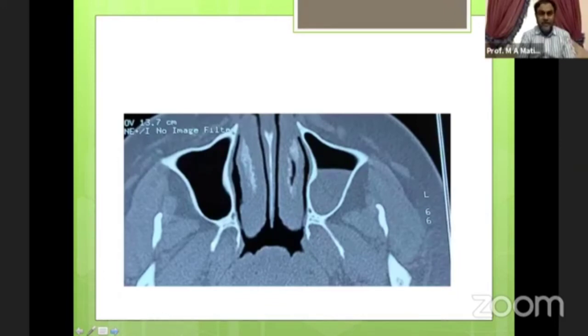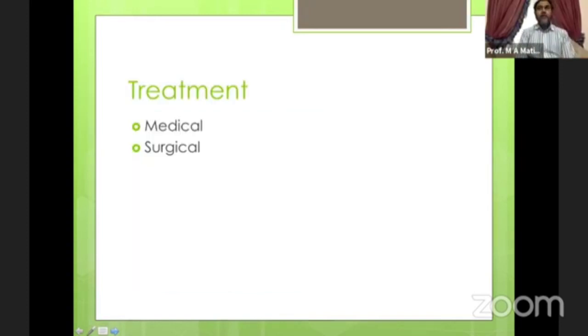Okay, CT scan. So never forget two investigations of sinusitis. One is X-ray paranasal sinuses, occipitomental view. Another is CT scan. So you diagnose your case. We're talking now about acute maxillary sinusitis or acute sinusitis.